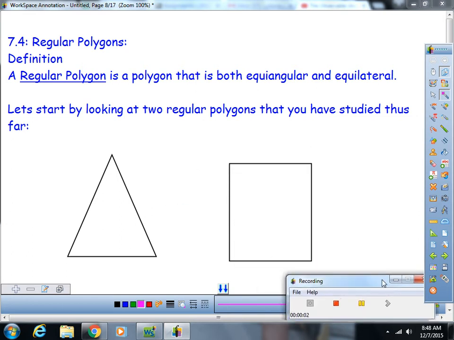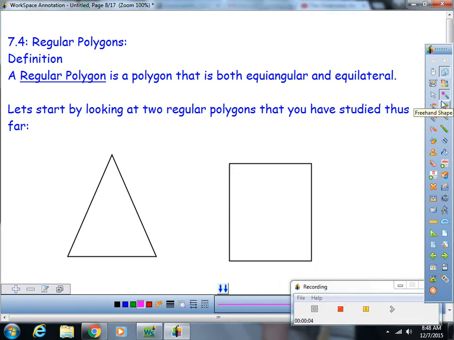All right, boys and girls, welcome back to the drive-thru for a special sequel, the first ever sequel to 7.4, the return of the regular polygons.